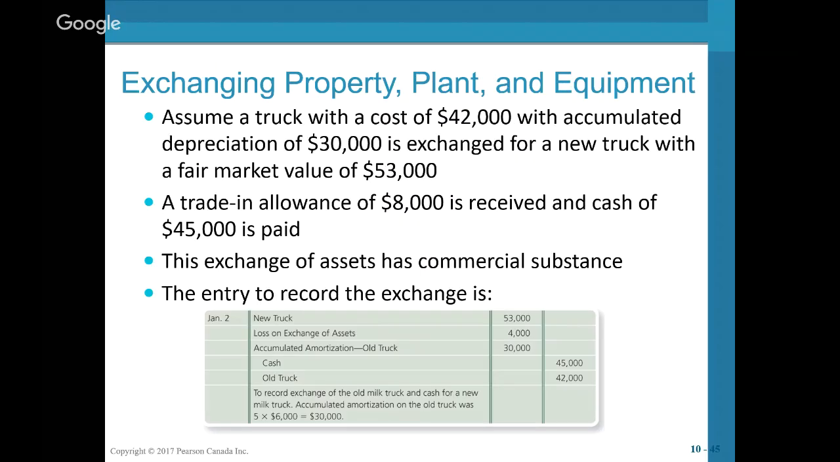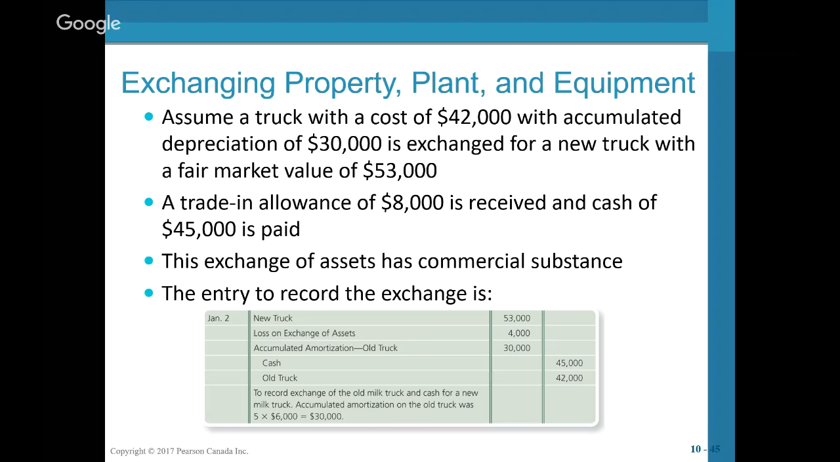Okay, so let's take a look at an example of this exchange. Assume a truck with a cost of $42,000 with accumulated depreciation of $30,000 is exchanged for a new truck with a fair market value of $53,000. So they're going to throw a bit of extra information at you here. We've got a fair market value of $53,000. They give us a trade-in allowance of $8,000, and what that means is they're going to give us $8,000 off the sticker price. Okay, we're going to pay $45,000 in cash.